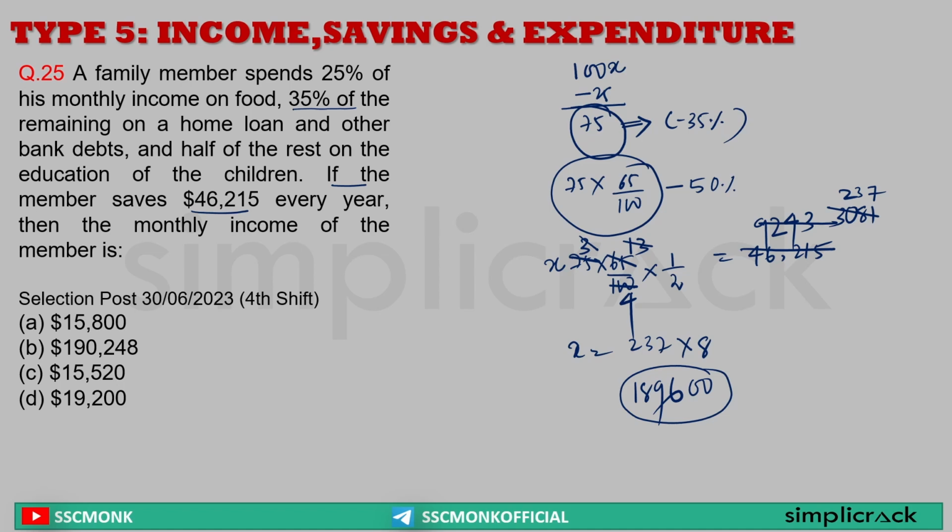Now we did not find the answer. Why we did not find the answer? Because here it was given, it was saving for every year. So monthly saving is divided by 12. This is divided by 12. This is divided by 12. So either I can calculate it and solve it, or I can simply calculate over here.